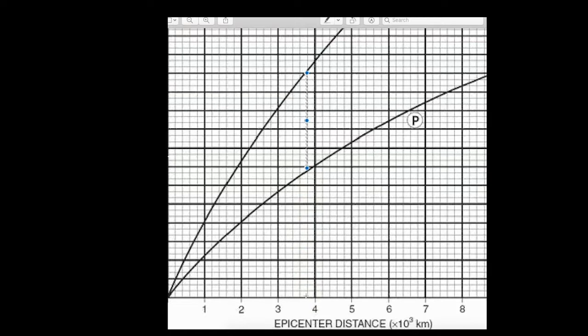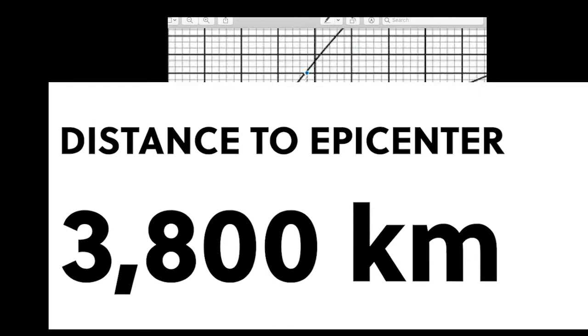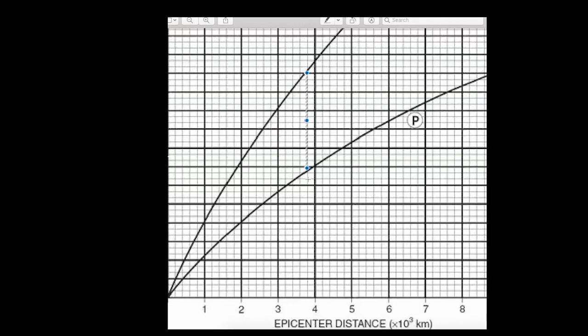Now these are in thousands, so this would be 3,000, this is 4,000, and we have 1, 2, 3, 4, 5. This would be 200, so 3,200, 3,400, 3,600, 3,800, and 4,000. So we're going to say this is 3,800 kilometers away. That is how we would figure out the epicenter distance. So our epicenter distance for this example is 3,800 kilometers.